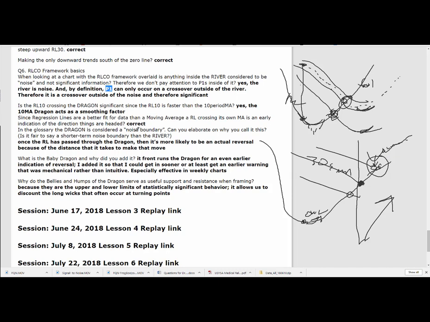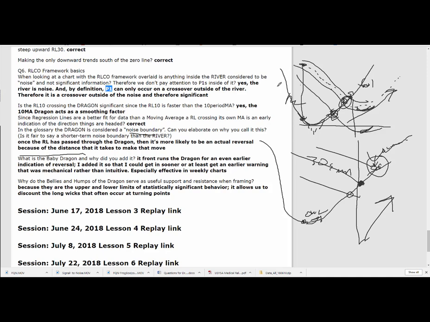And he says, well, why do I consider the dragon a noise boundary? Because once the RL10 has moved that far and crossed its own 10 and emerged from the dragon, I find that this is more likely to be a move that continues. It's moved far enough that it has some validity. That's all. It's an intuition. And then what's the baby dragon?